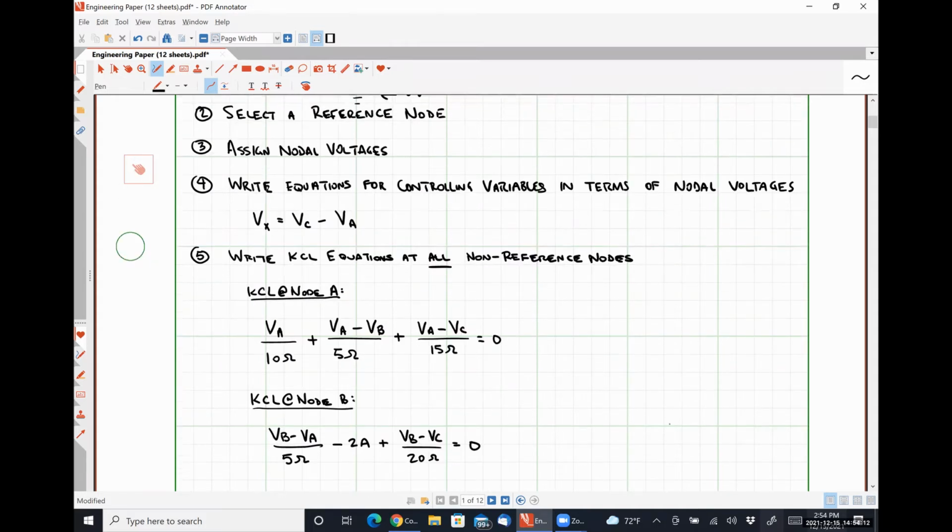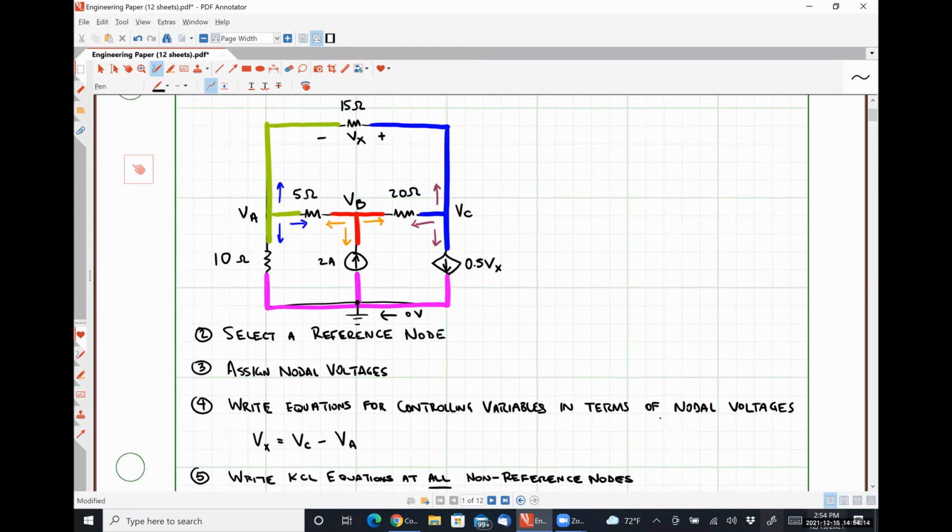Fantastic question. Let me scroll up here. 0.5 Vx is a current because that is a current source. It is a voltage controlled current source. I can tell that it is a current source because there's an arrow. If it were a voltage controlled voltage source, that diamond would have a plus and a minus in it. Okay. All right.